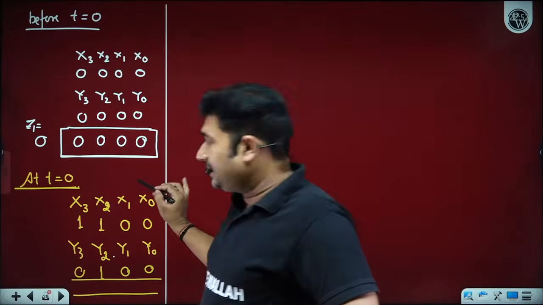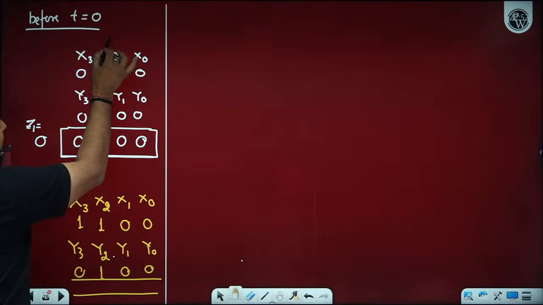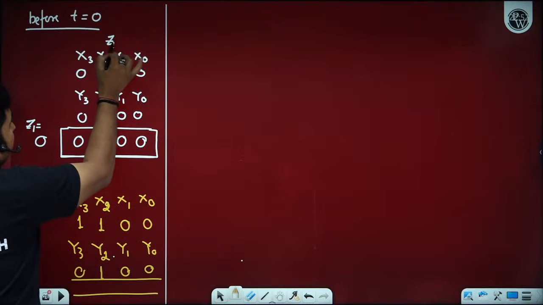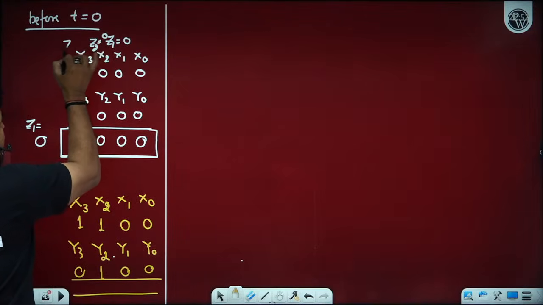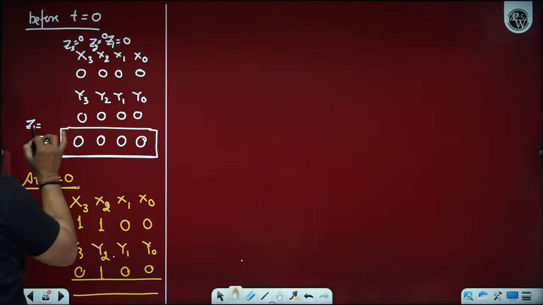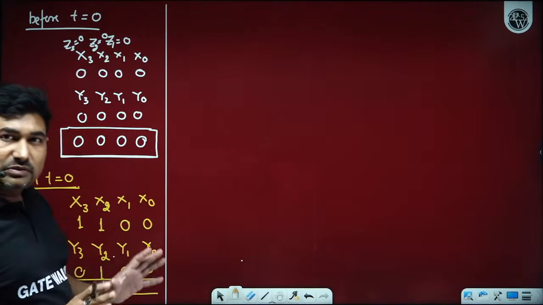So in this state, what is the carry available here? That is 0. What is the carry available here? That is also 0. What is the carry available here? That is also 0. What is the carry available here? That is also 0 initially.